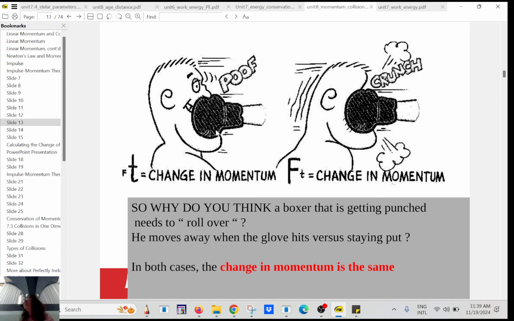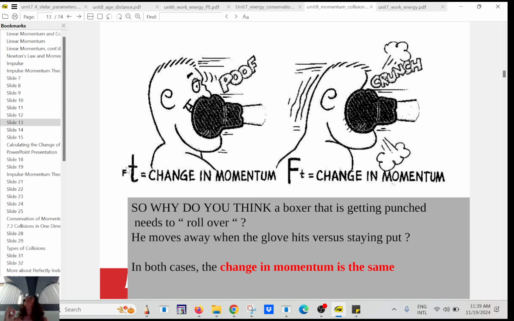Roll over. Why is that? Because for the same change in momentum, the boxing glove is moving fast and then stops at your face. So for the same change in momentum, if you increase the time of impact, what's going to happen to the force? It's going to decrease. Increase the time of impact, decrease the force of impact.